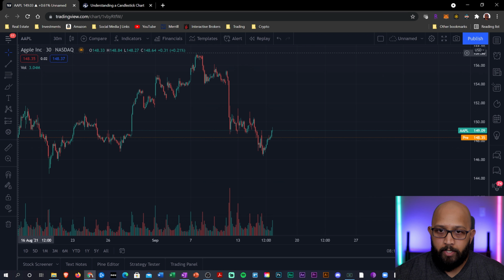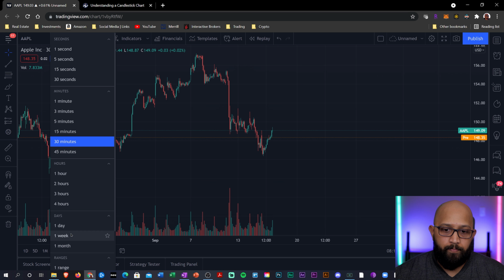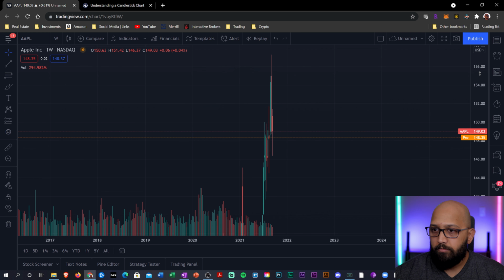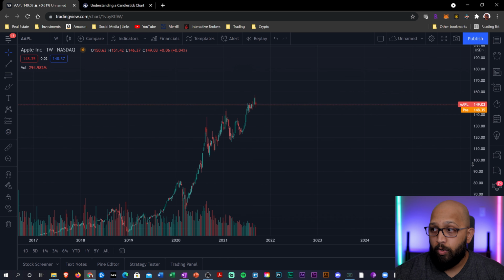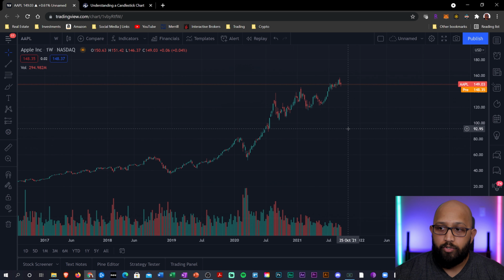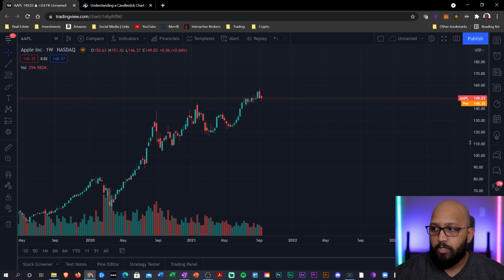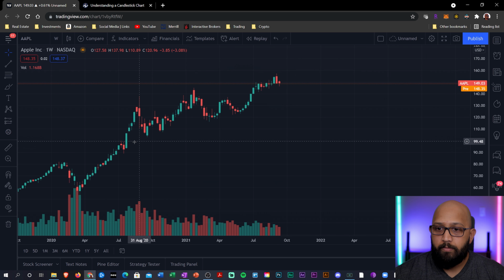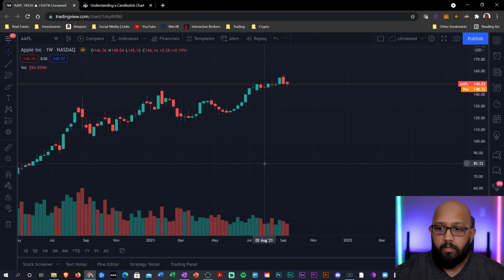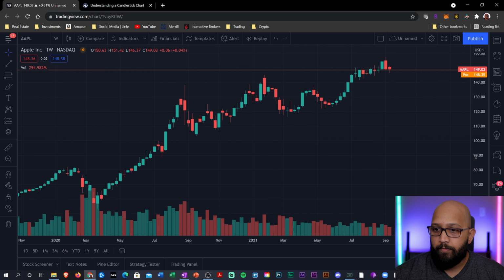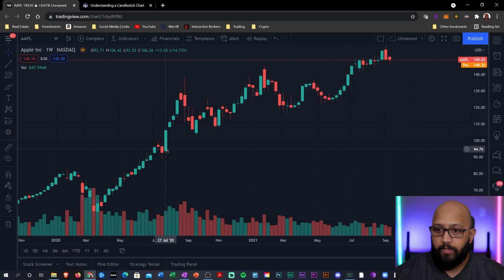So right here, we're on the 30-minute chart. Let's go out to the weekly chart. So now each of these candles is 1 week of time. Now, something also that you should consider is that because they're taking much more time to form the candles, the price is going to be much different. So we can see this one candle went, on July 27th, from 93.71 to a high of 106. So that's a significant increase there, right?